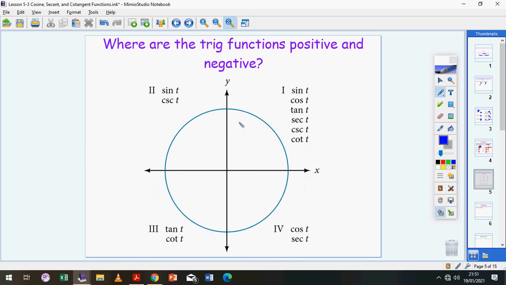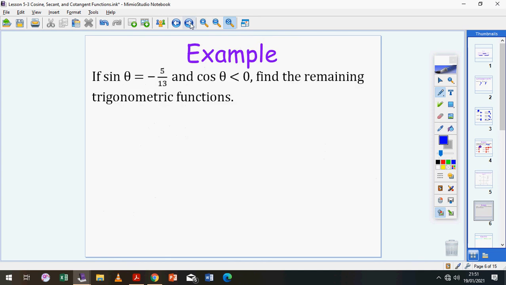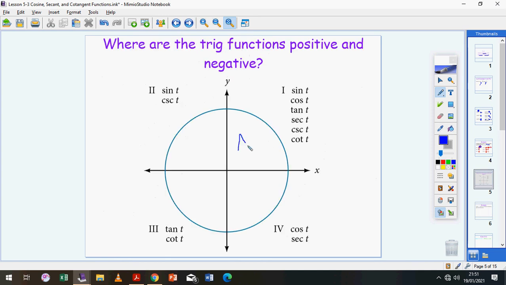Just a reminder, in this quadrant, all are positive. In the first quadrant, all are positive. In the second quadrant, only sine is positive, then only tan is positive, then only cosine is positive. The abbreviation is all students take coffee.